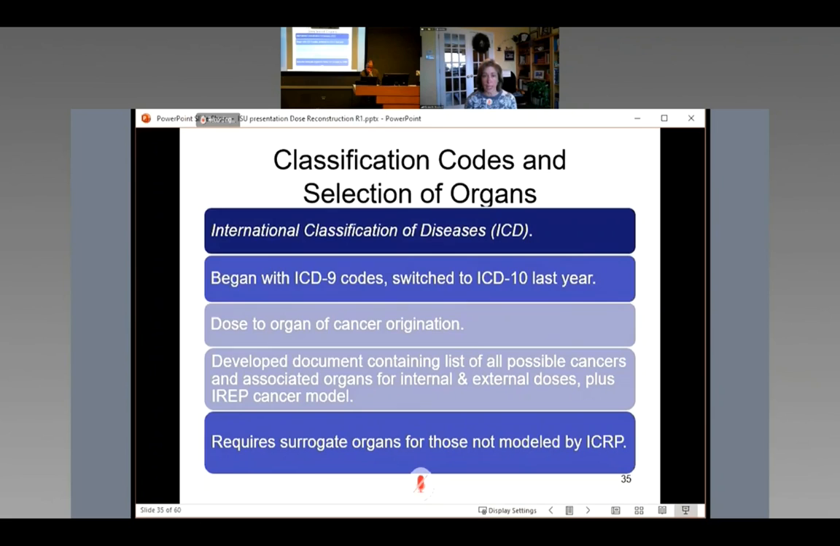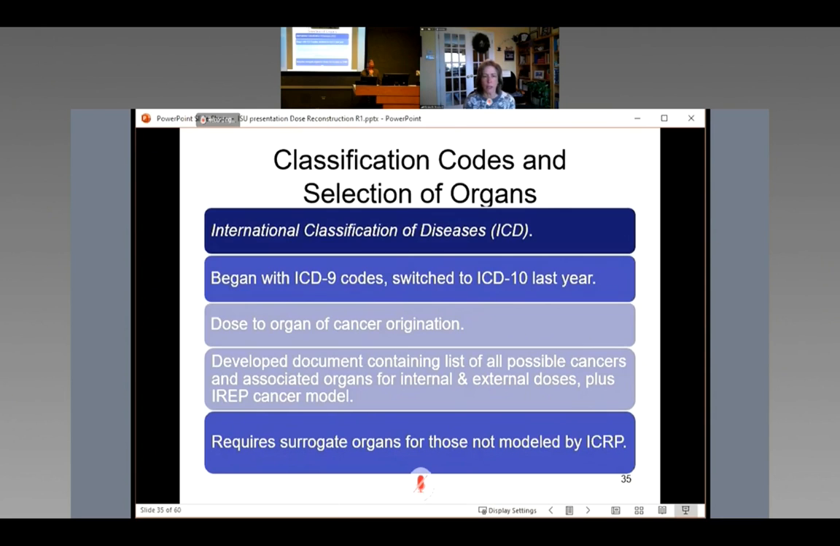Because there are so many ICD codes and a lot of them don't refer to a specific organ, we developed a document that contained a list of all possible cancers, and made a list of the organs that would be appropriate for assigning dose. So for internal and external doses, as well as medical doses, and then listed the IREP cancer model. So IREP has specific models in it for assorted cancers. So the correct one of those needs to be chosen also.